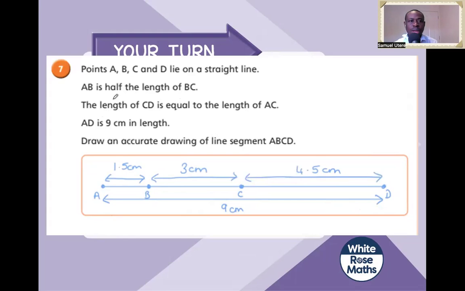But we've been told that AB is half BC. So AB should be half BC. So we need to have a point B such that AB is half of BC. So that's why that is 3 centimeter. Which means the other part has to be 4.5 centimeter. So it's about using different parts of the questions. You pick the question apart bit by bit to answer it.